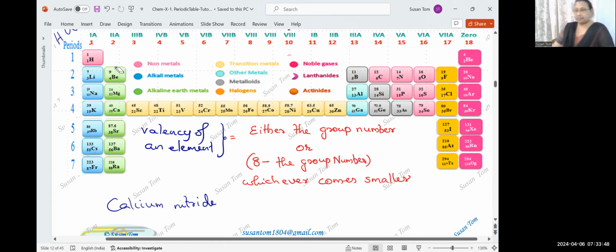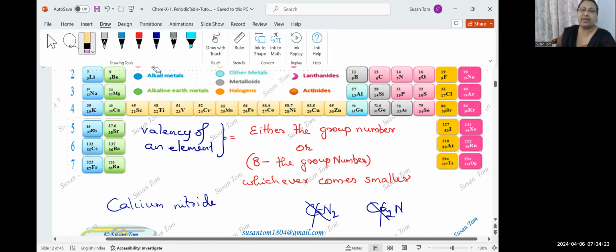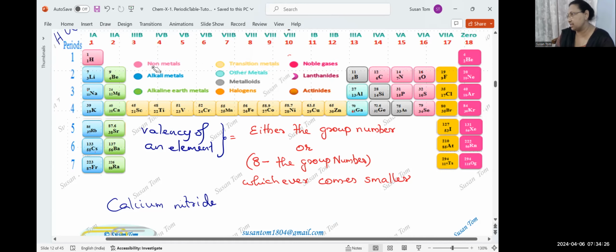Tell me. Ca2N. Anyone else? बताओ. CaN2. CN2. बोल लो ना कितना. CN2. Okay, and these two also are wrong. Why it becomes wrong? Because you didn't study the periodic table the way it has to be learned.